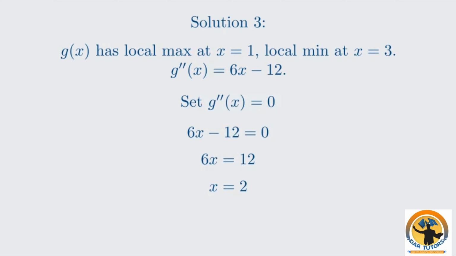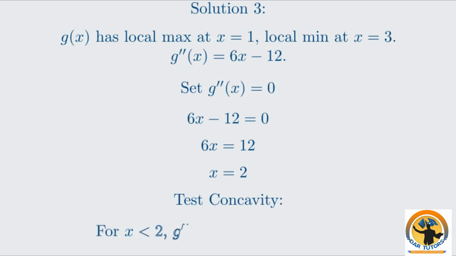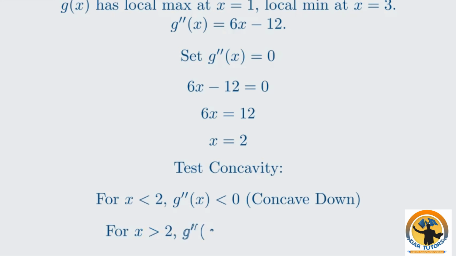We should verify that the concavity changes at x equals 2. For x less than 2, g double prime of x is negative, so g of x is concave down. For x greater than 2, g double prime of x is positive, so g of x is concave up. Since the concavity changes, x equals 2 is indeed the x-coordinate of a point of inflection.